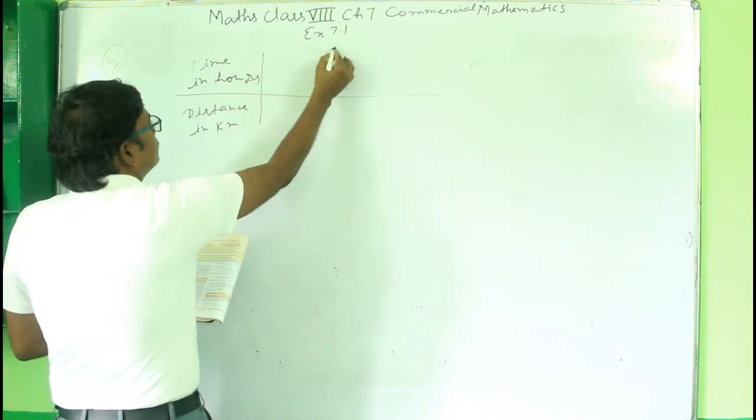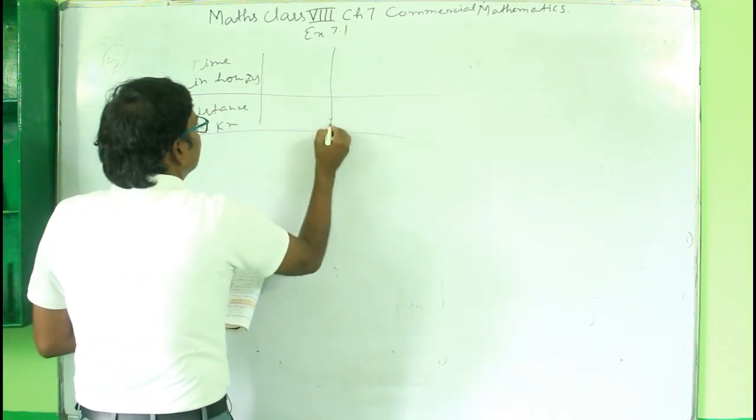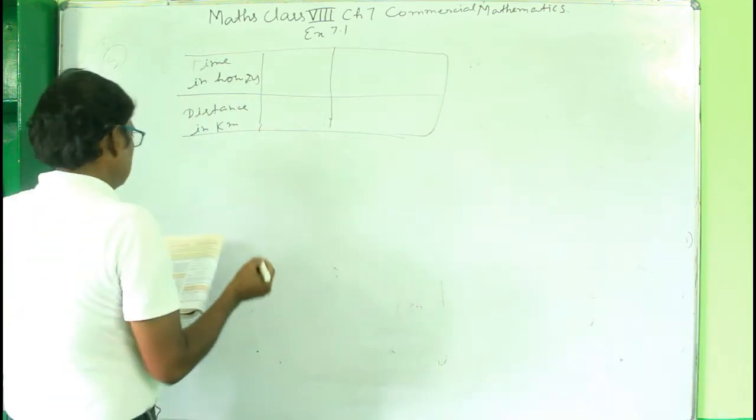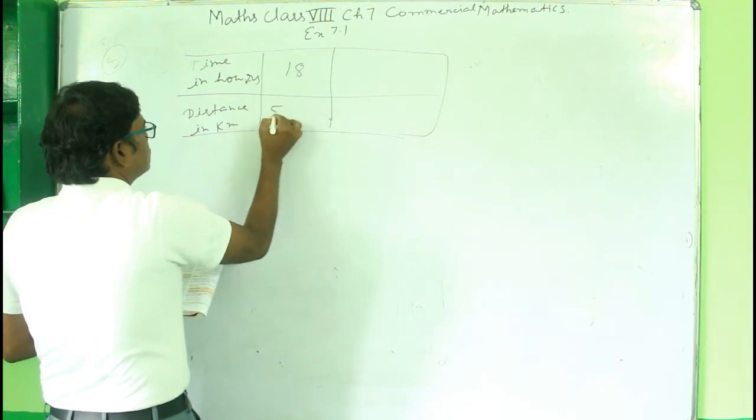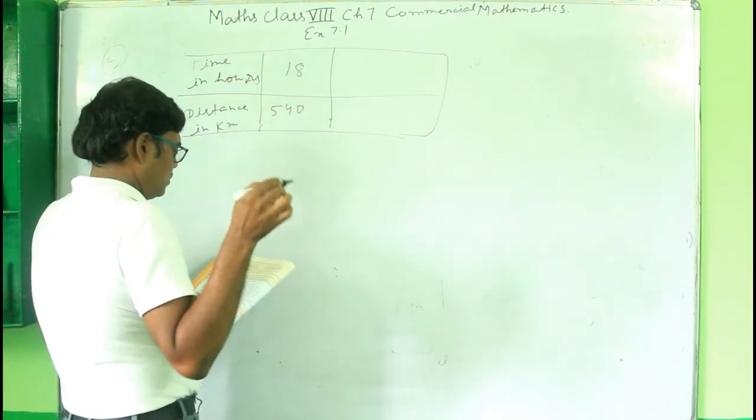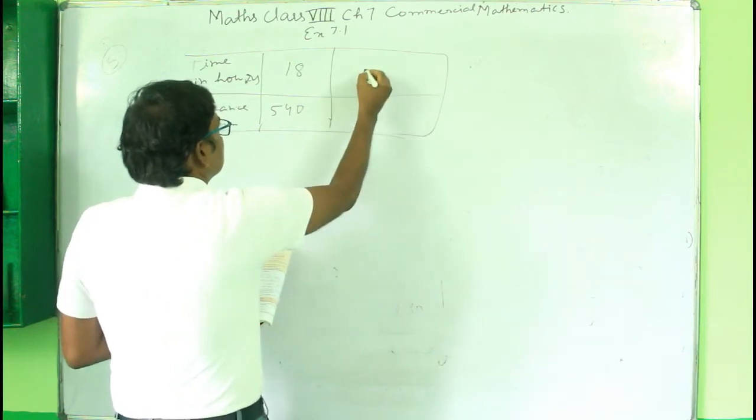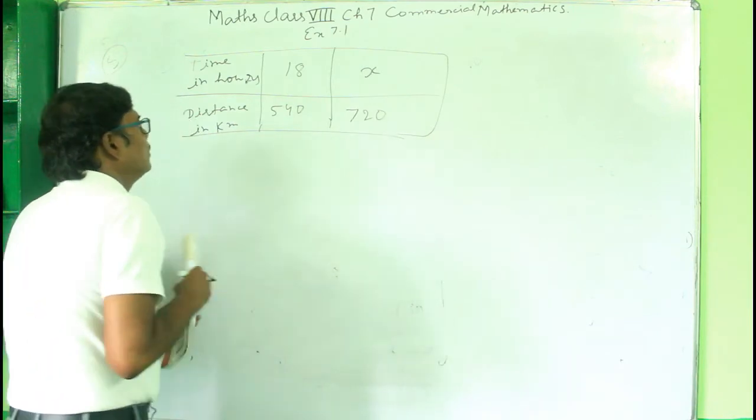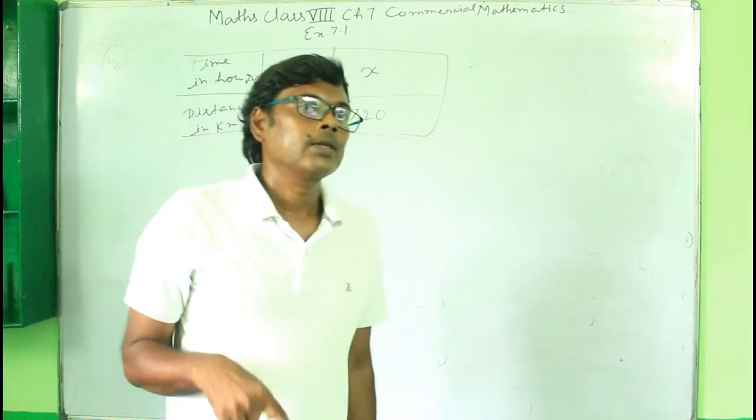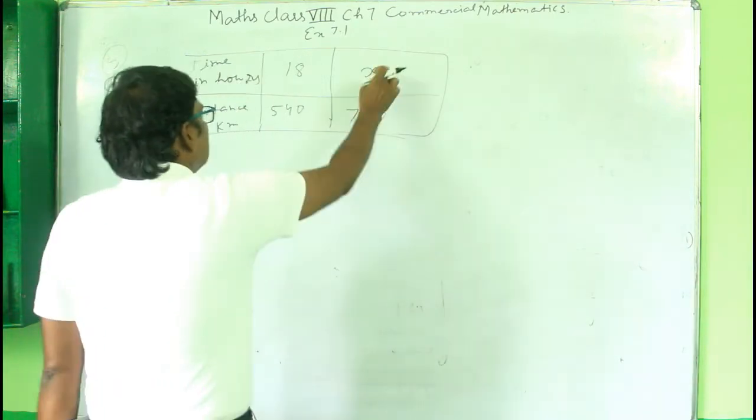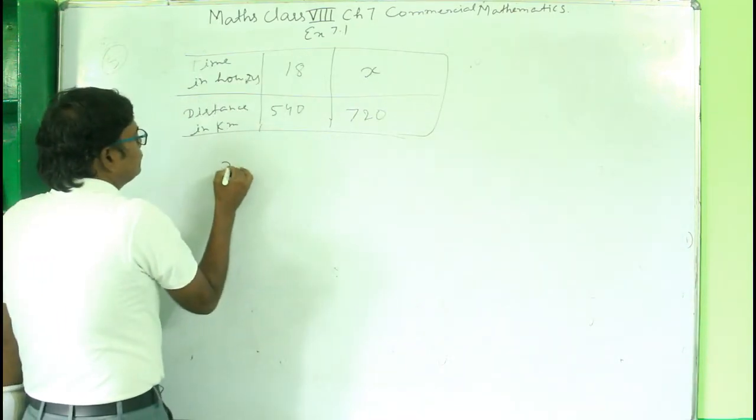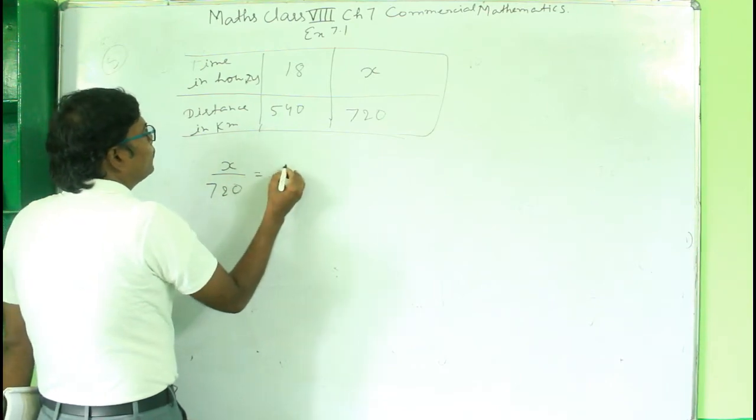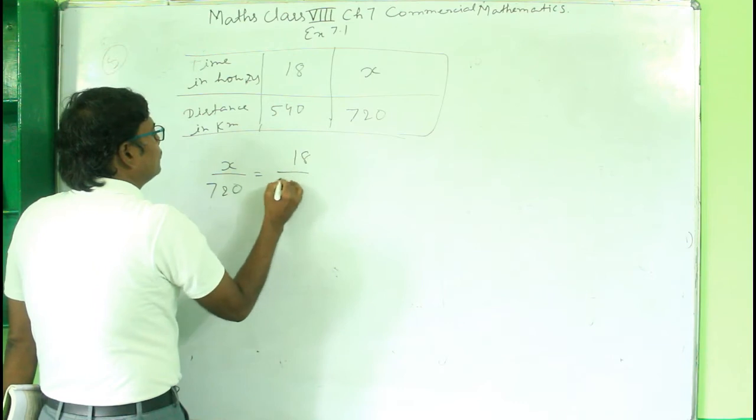So time in hours. Now see that 18 hours and the distance is 540 kilometers. Then find the time taken. So suppose x is the time taken, and then the distance is 720 kilometers. So here you see the formula x by y. This is x, this is y. So you can write here x by 720 equal to 18 by 540.